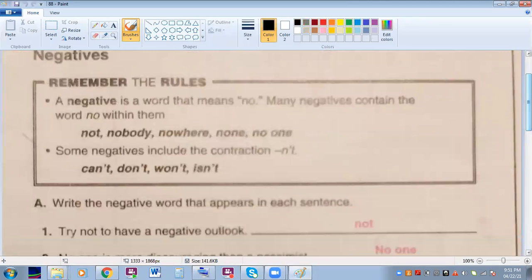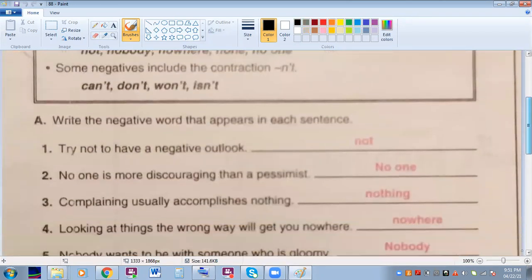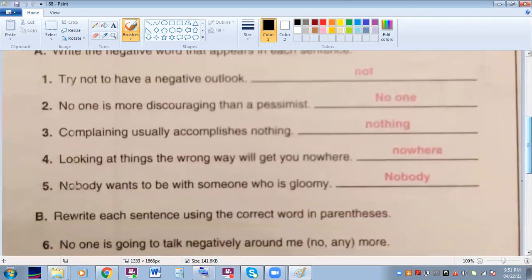Okay. So number 1, write the negative word that appears in each sentence. Try not to have a negative outlook. Not, our negative word. No one is more discouraging than a pessimist. No one, our negative word. Complaining usually accomplishes nothing. Nothing, our negative word. Looking at things the wrong way will get you nowhere. Nowhere, our negative word. Nobody wants to be with someone who is gloomy. Nobody, our negative word.